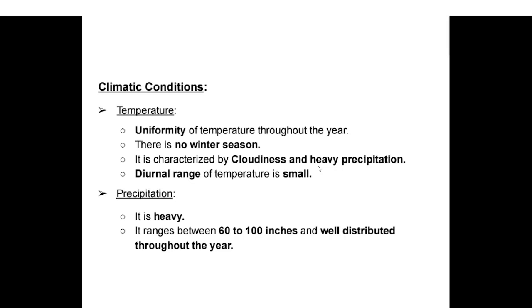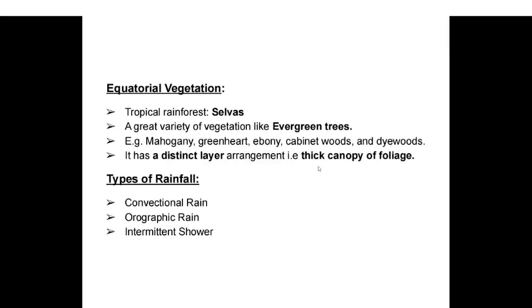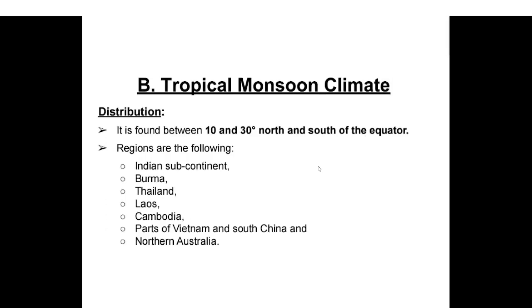Precipitation is heavy. It ranges between 60 to 100 inches and is well distributed throughout the year. Equatorial vegetation: tropical rainforest, selvas, a great variety of vegetation like evergreen trees. Examples are mahogany, greenheart, ebony, cabinet woods, and dye woods. It has a distinct layer arrangement, that is, a thick canopy of foliage. Types of rainfall: convectional rain, orographic rain, and intermittent shower.